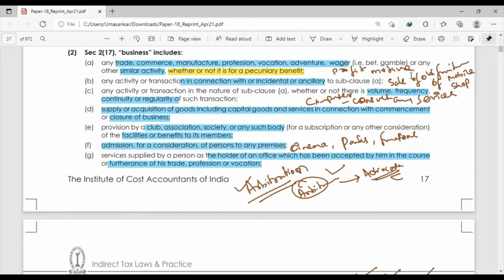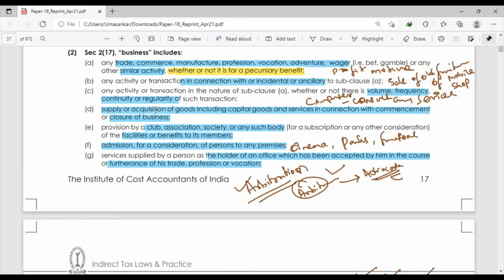What do you mean by business? Business includes any trade, commerce, manufacture, profession, vocation, adventure, wager, or any similar activity, whether or not it is for a pecuniary benefit, meaning there need not be any profit motive. And the second part is any transaction or activity in connection with the first clause. Examples I have already written here. Next is any activity or transaction, whether or not there is a value, volume, frequency, continuity, or regularity of such transactions. Fourth point: supply or acquisition of goods, including capital goods, in connection with commencement or closure of any business.